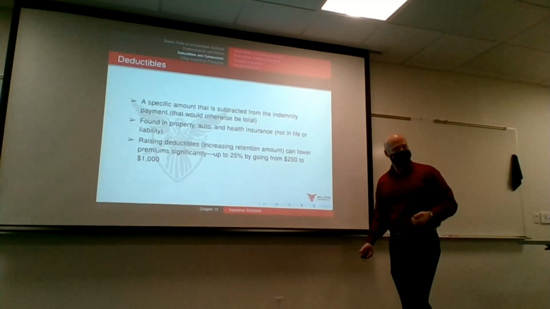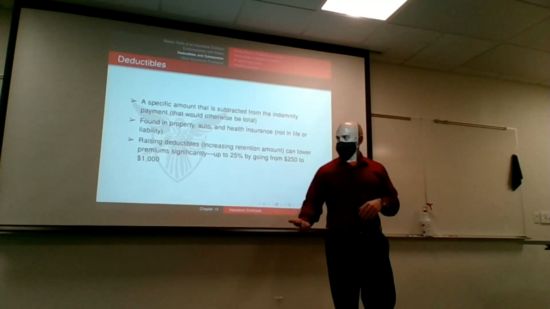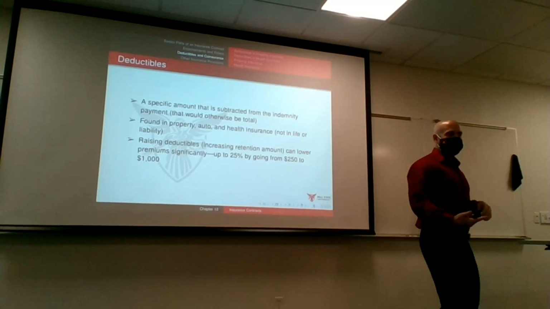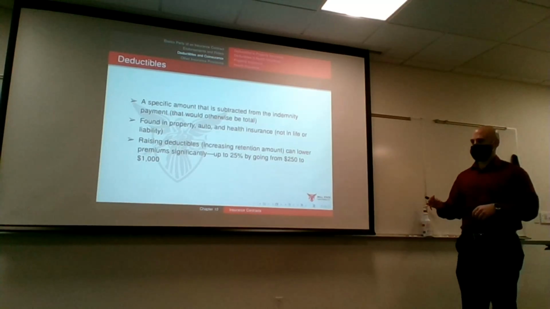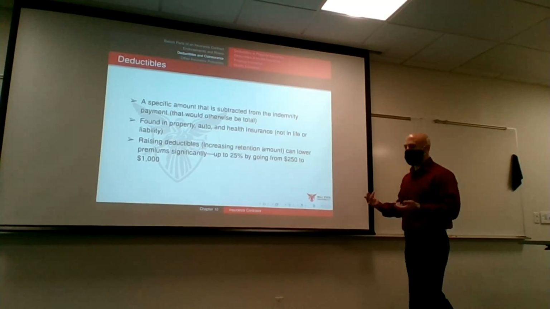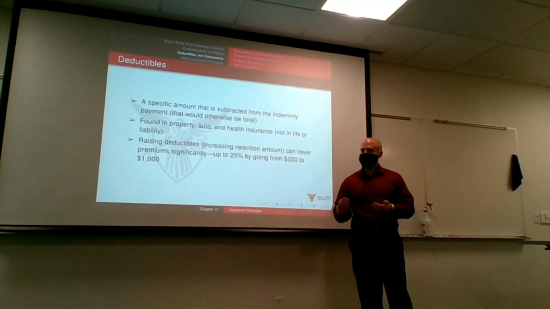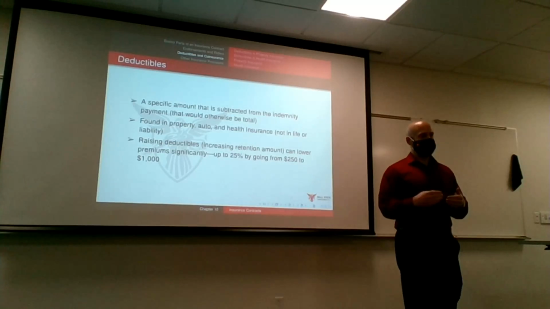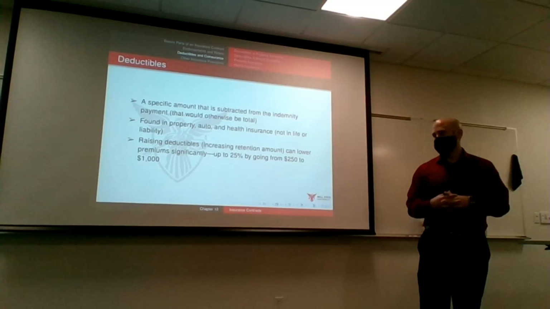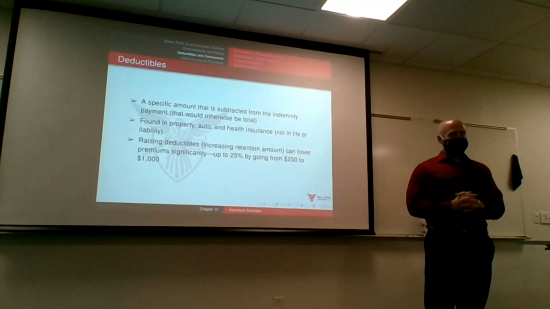So what is a deductible? It's a flat amount that the insured or the policyholder must pay before they are reimbursed for any loss. So if you have an auto policy, more than likely you have a $500 deductible. So every time within the policy period that you suffer a loss, you're going to have to pay $500 of that loss.